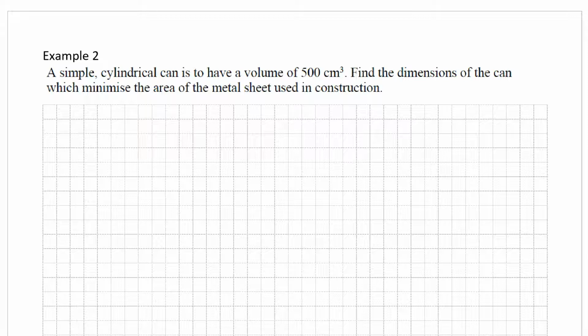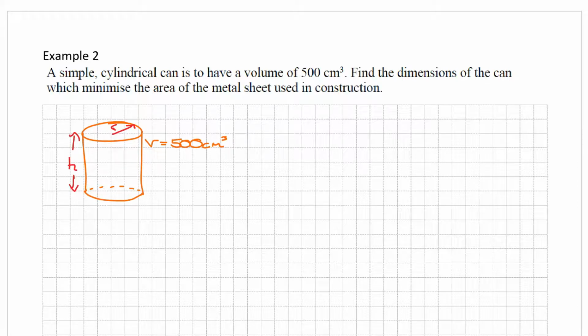So let's see how good my sketching skills are. Cylindrical can, and the volume V equals 500 centimeters cubed. Now the defining characteristics of this sort of shape is that we're going to have a radius, and we're going to have a height. Now, find the dimensions of the can which minimize the area of the sheet metal used in construction.